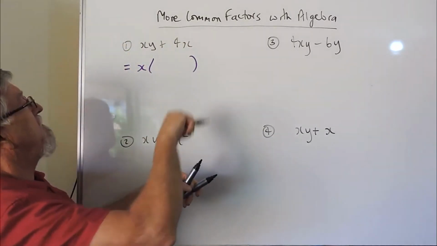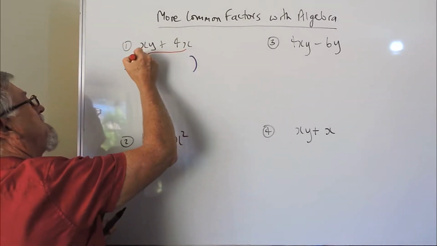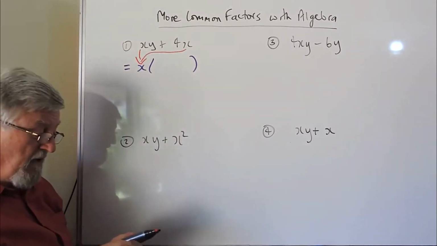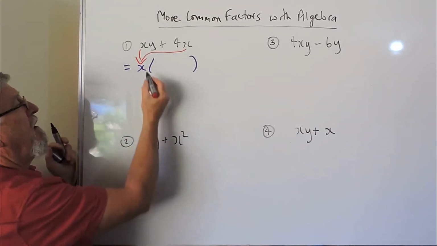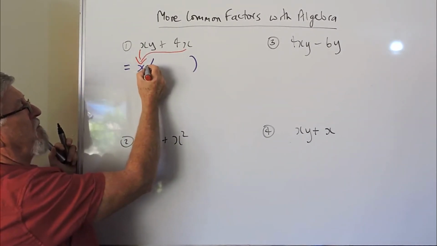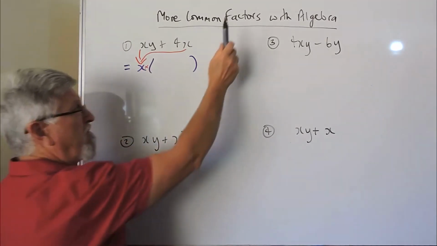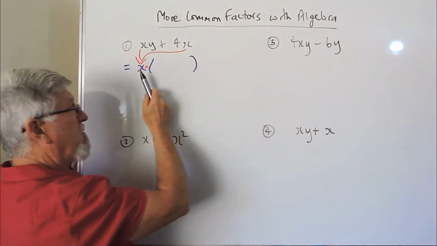Let's have a look what's happened. That x and that x have both come out and they've gone outside. Now here's the big question. When you put x for the bracket, we've done multiplication. So this is what factorise means. It means put a multiplication in.